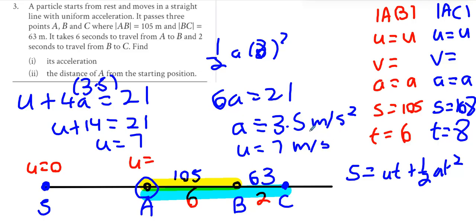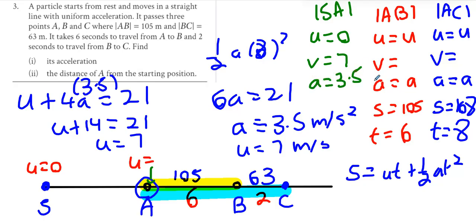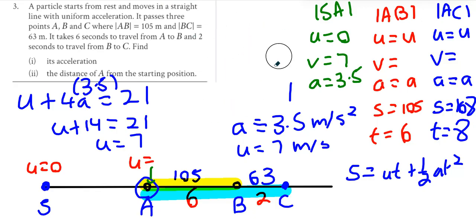Okay. Now the next question is, how far is S from A? So does anybody know what we can do for S to A? What's the starting point? What's the velocity at S? What's the V value? No, it ends at A, so your V value is actually the U value of it at A. So what can we say then? 7. Acceleration? 3.5, yeah? And then what are we after then? We're after S, aren't we?